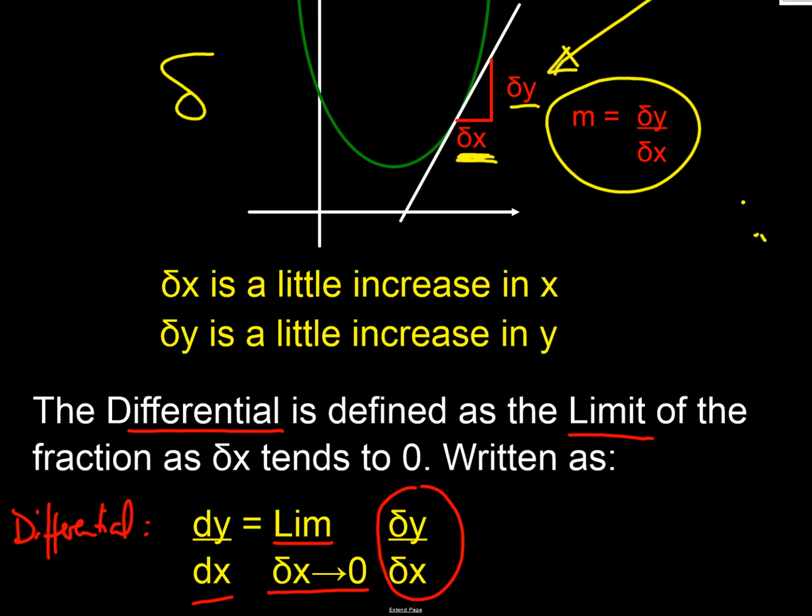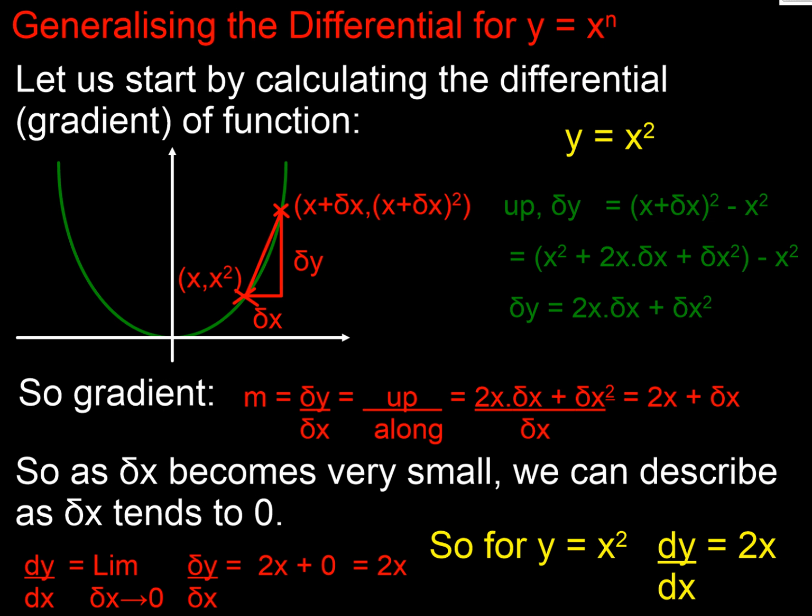So that's what we're doing here: we're finding our little delta y and little delta x, and we're finding what the limit is as our little delta x tends to 0, as we did before when our h tended to 0. Okay, let's work through an example using this terminology. We'll go back to our example of y equals x squared.